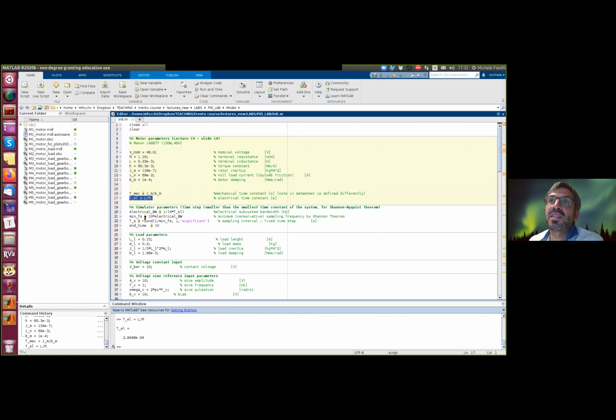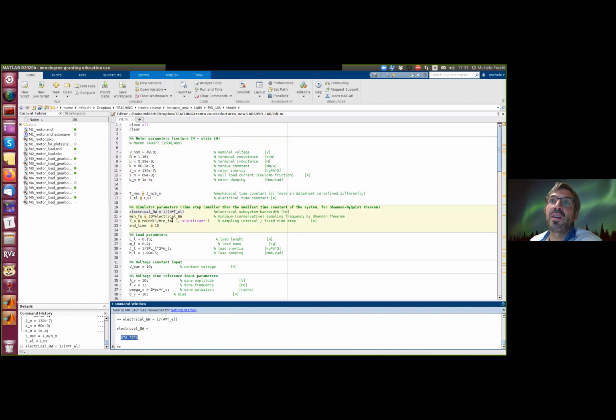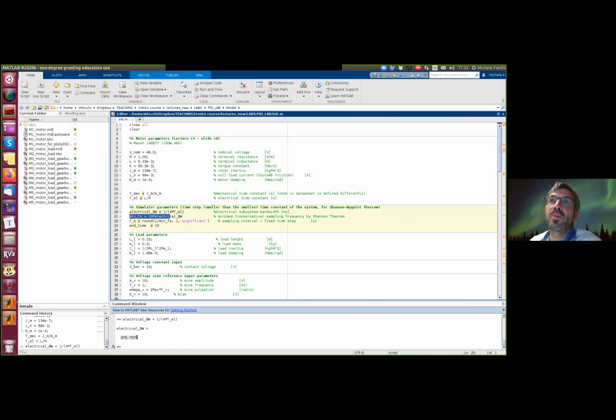This means that this is the one that limits our system. For the Shannon theorem, we can compute the settling time of the mechanical dynamics, and the bandwidth is 1 over the settling time, which is 878 hertz. Then, to be conservative, we use a sampling frequency 10 times higher, so 8,000 hertz, and this corresponds to, with a certain rounding, a sampling time of 0.1 millisecond, so 10 to the power of -4 seconds.